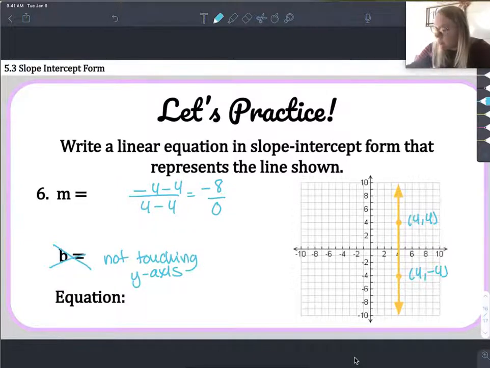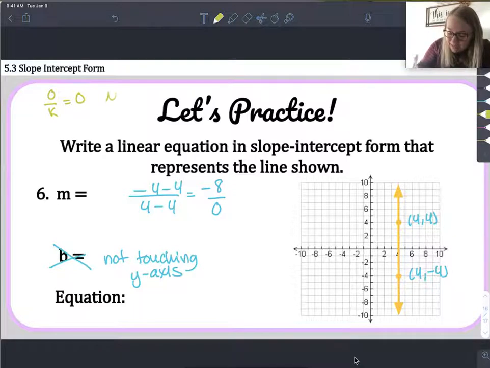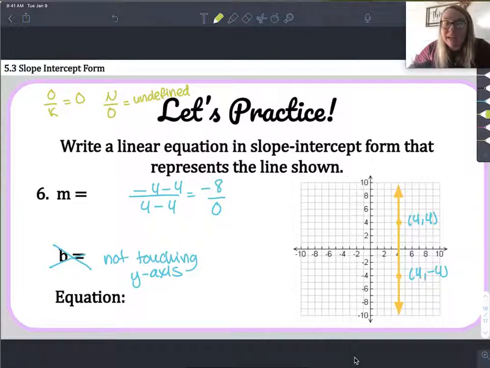Hopefully this was reviewed a little bit, but as a quick reminder, it is okay to do 0 divided by a number and we get 0, but you cannot do a number divided by 0. And this gives us undefined. So we have -8 divided by 0, which gives us an undefined slope. This is a very specific case where we can't use slope-intercept form to write this example.